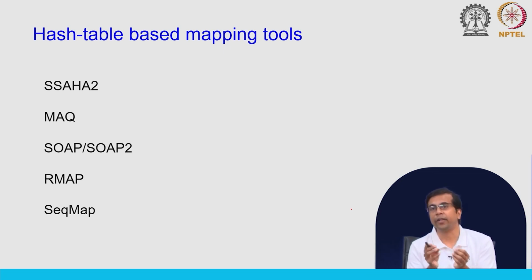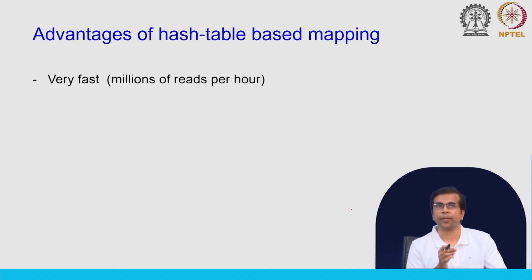You can have variations in the implementation process, and probably you can also add a few bits of optimizations here and there. This is why you have so many of these tools. They combine different ways of doing the same thing, but they are based on the same algorithm that we have just described. So what are the advantages of hash table based mapping?